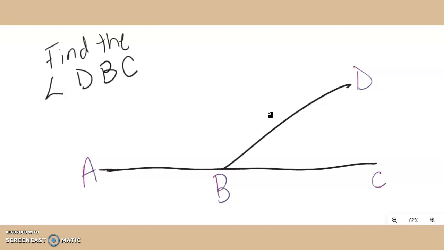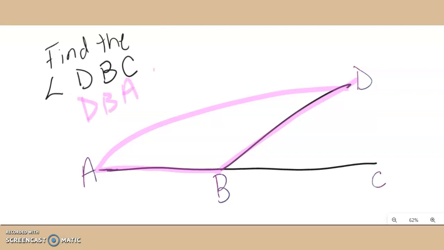I'm going to go A, B, D. That angle. Nope, that doesn't work. If I went backwards, D, B, A, that angle, that doesn't work either, because it's going D, B, A or A, B, D. Those don't work, so we've got to get rid of that.